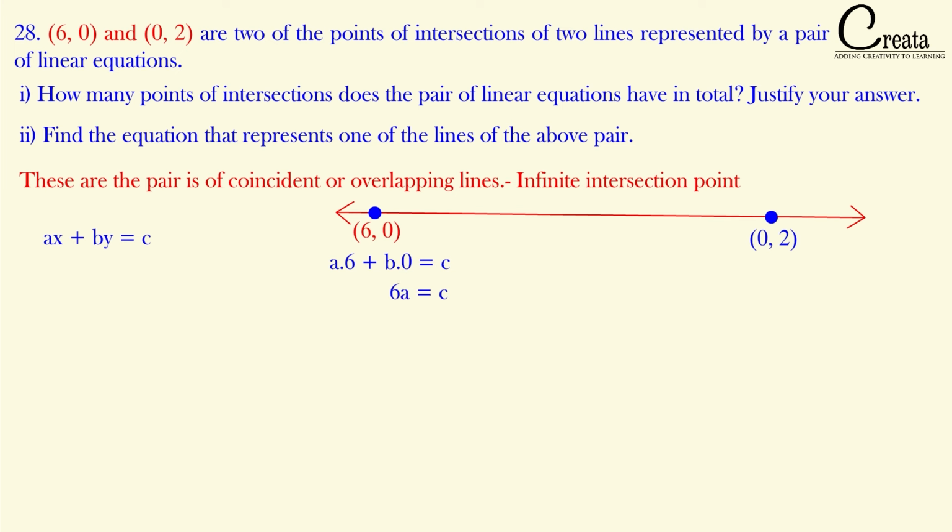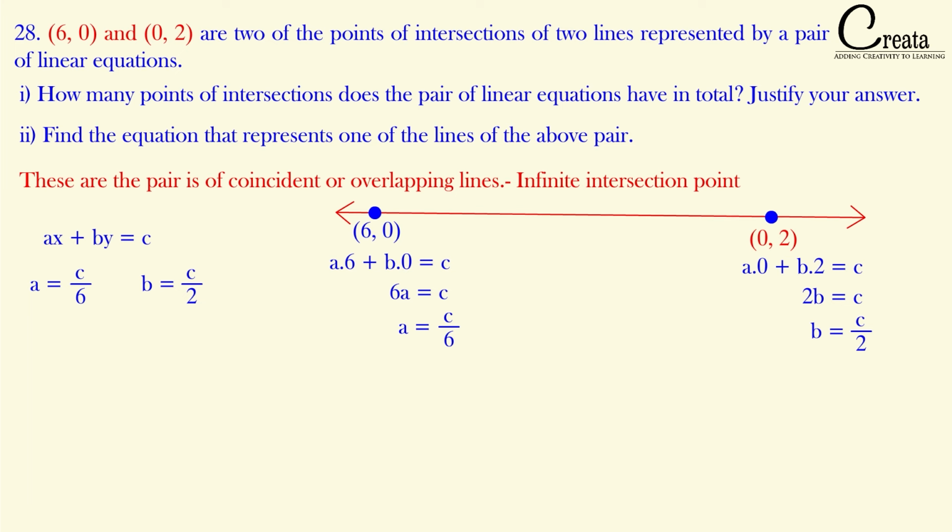On solving, we got the value of a as c upon 6. We got the value of a. Let's use the second point, (0, 2). Here x is 0 and y is 2. Let's put it into the general equation of the line. We got 0 + 2b = c. On solving, we got b as c upon 2. So basically, we got the values of a and b in terms of c.